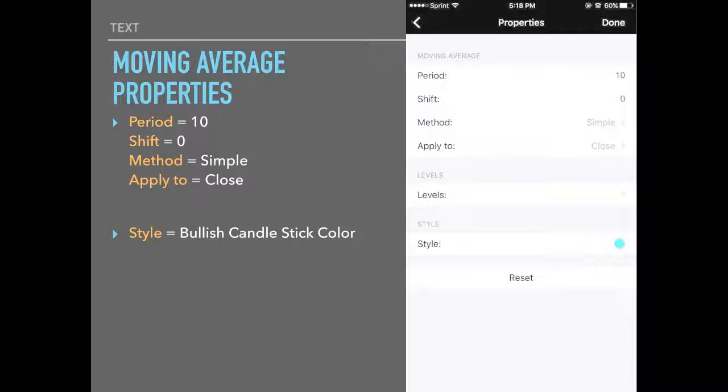Alright, so it's going to tell us to set up the moving average. So let's set up the moving average properties. So the first moving average that we're going to set up is a 10 MA. So where the period is going to be 10, shift 0, simple, close, and the style is going to be use this one with whatever bullish candlestick color you have. That's what I tend to do with the 10 moving average.